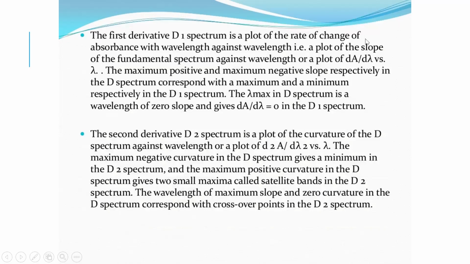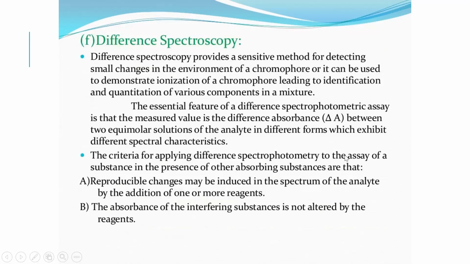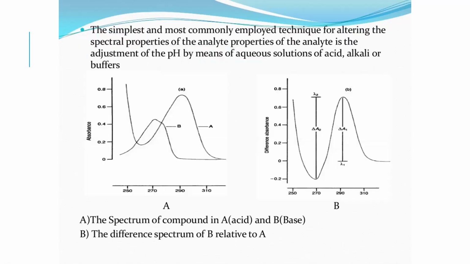The first derivative is a plot of the rate of change of absorbance with wavelength against wavelength. Next, the second derivative is a plot of d square A by d lambda square versus lambda. Next, difference spectroscopy. In difference spectroscopy, reproducible changes may be induced in the spectrum of the analyte by the addition of one or more reagents, and the absorbance of the intervening substance is not altered by the reagents. These are some of the criteria for difference spectroscopy.